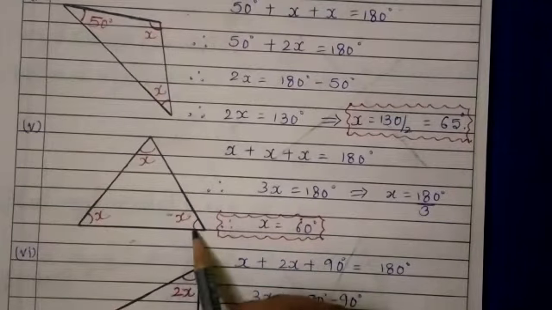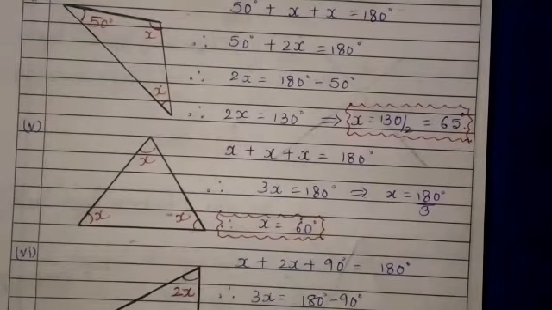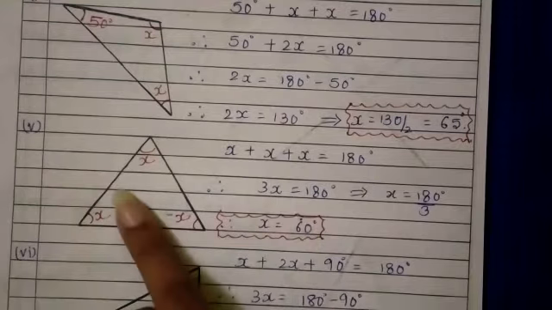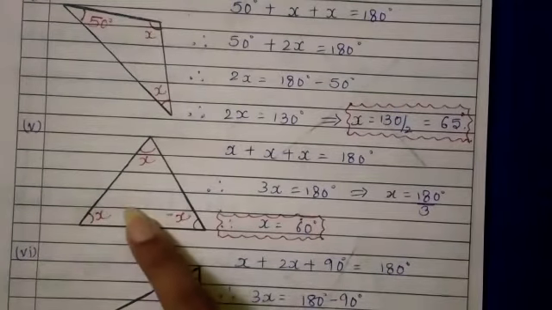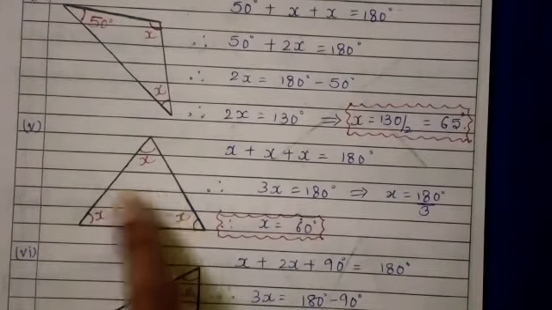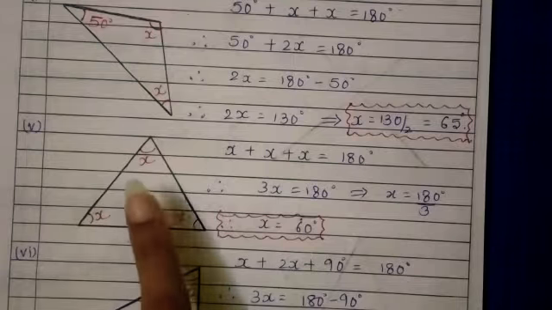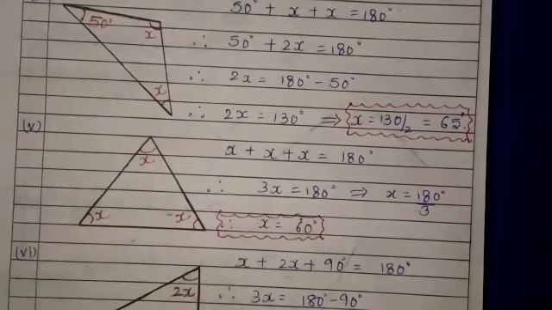Okay, based on this, you can even name the type of triangle. See, if all these three angles are 60 degrees, then very easily you can make out that this is an equilateral triangle. Done. Now let's move on to the next question.